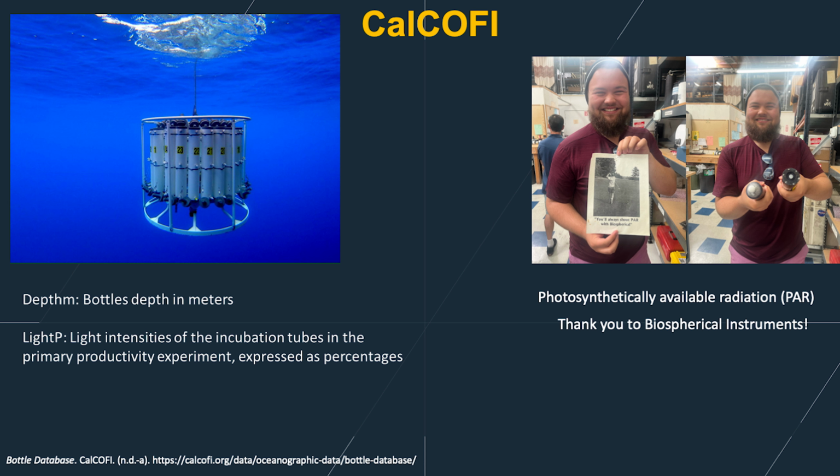However, I did not use the data from the bottles. I used the data from the PAR sensor pictured here, from my excursion to Biospherical Instruments, and I would like to thank them. That was a great time. PAR stands for photosynthetically available radiation, or the radiation that is available to be photosynthesized by organisms with chlorophyll. From this database, I used only two metrics: the depth of the bottles in meters and the light percentage. For light, we take 100% of the light that enters the surface, and as you go deeper and deeper, you start to observe different percentages of that light comparatively.